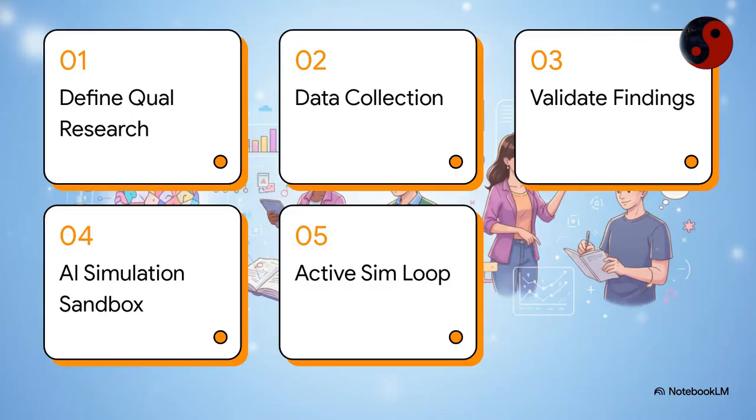Here's our roadmap for today. We're going to cover 5 key areas. First, defining qualitative research. Then, data collection and analysis. Third, validating your findings. Fourth, the AI simulation sandbox. And finally, the active simulation loop.